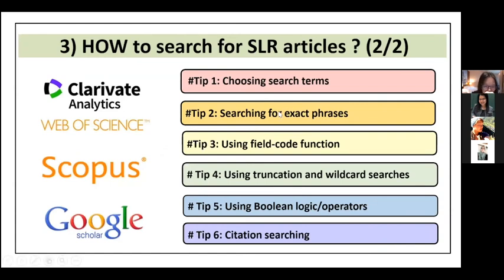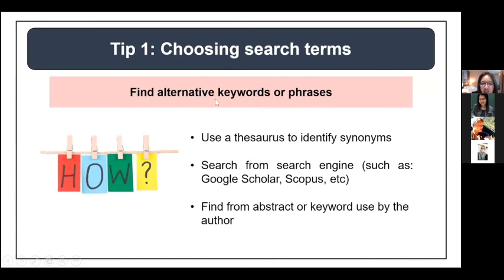All right. Next, we will discuss in detail the techniques. The first technique is about choosing the search term. When you want to search for articles, make sure you include more than one keyword.